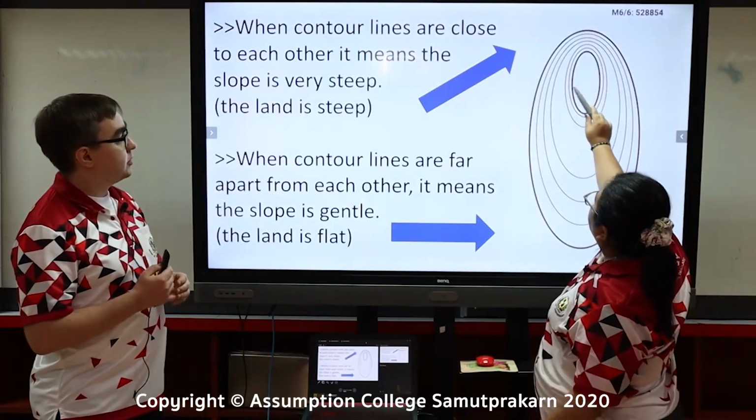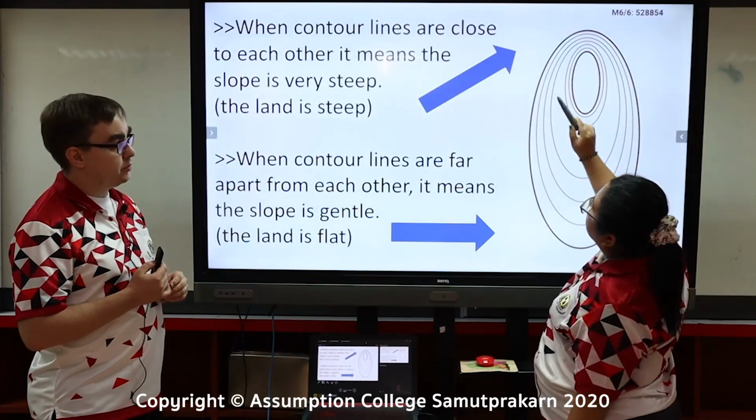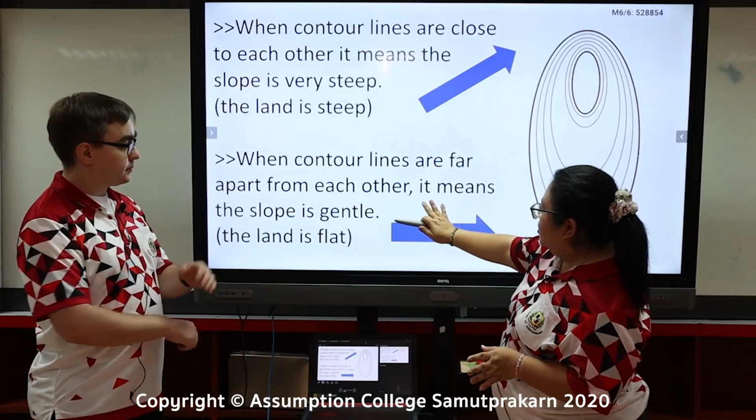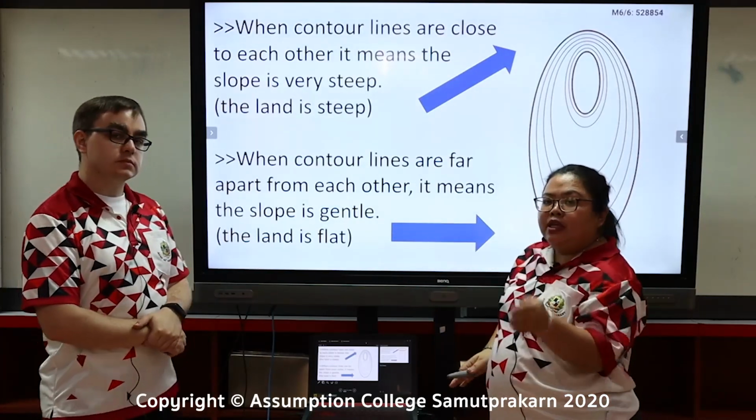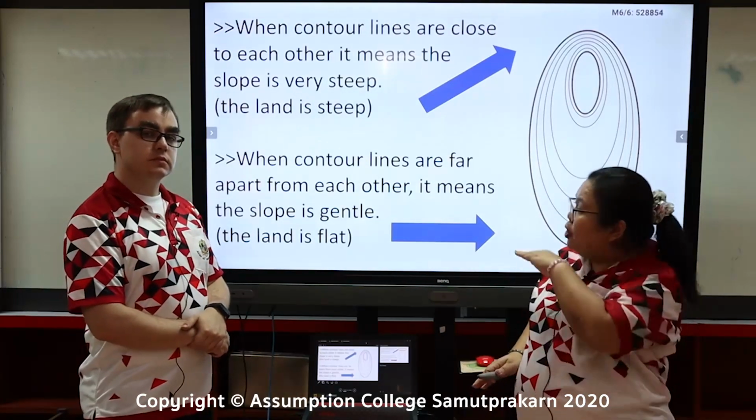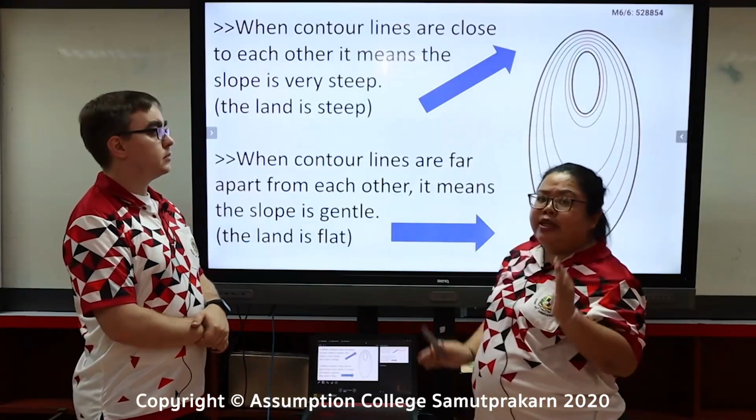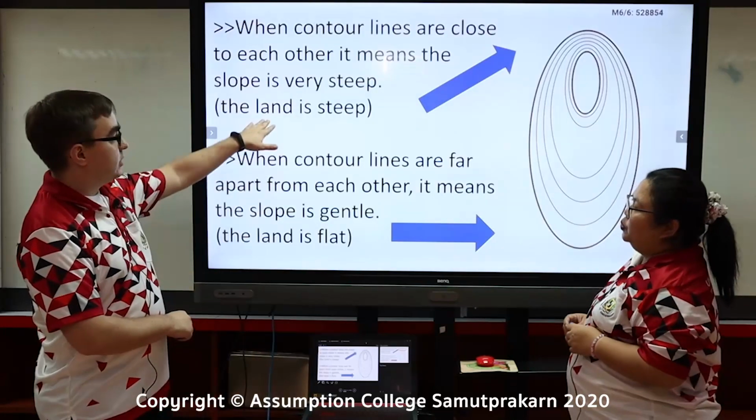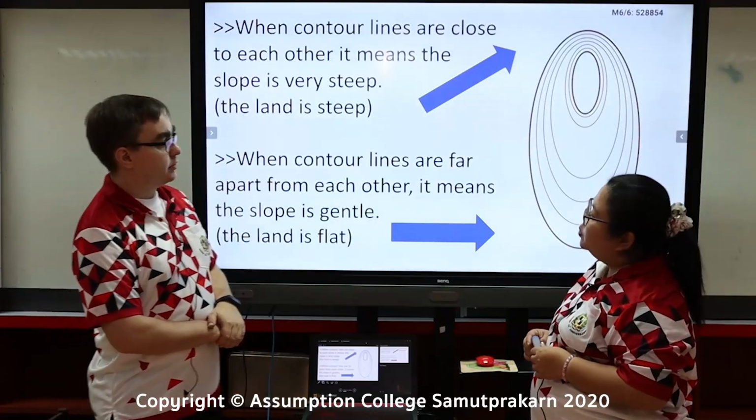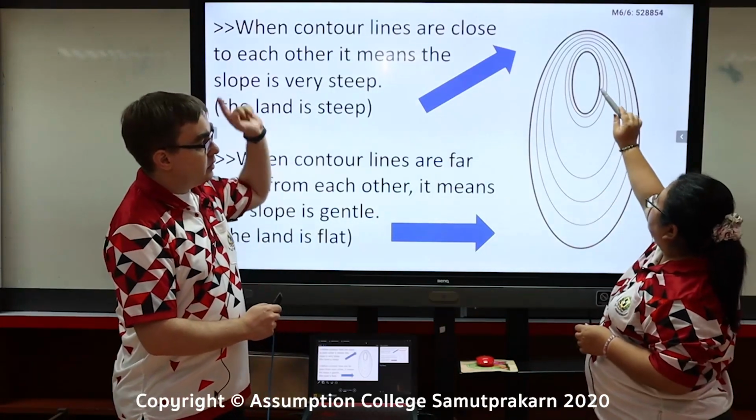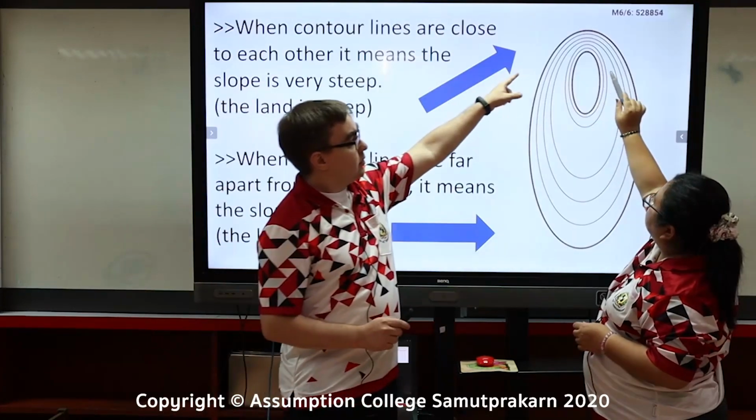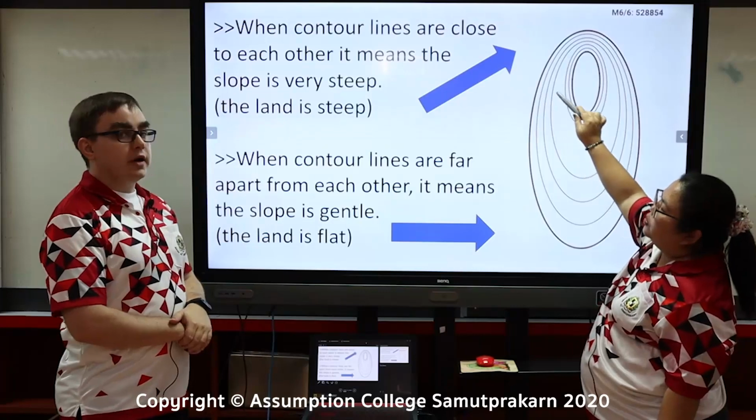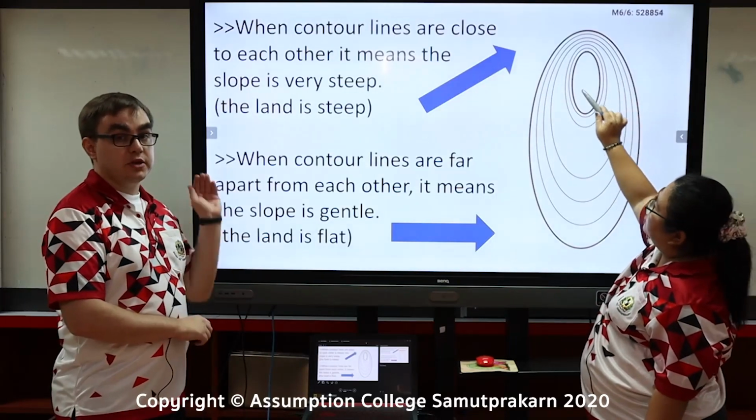Now let's talk about gentle and steep slopes. Slope is gentle. It means ลาดชันเล็กน้อยค่อยๆลาดชัน but steep means สูงชัน. So basically the land is steep if the slope is steep. So the contour lines, if they are close to each other, they will show us that that area is steep. So you might actually fall.